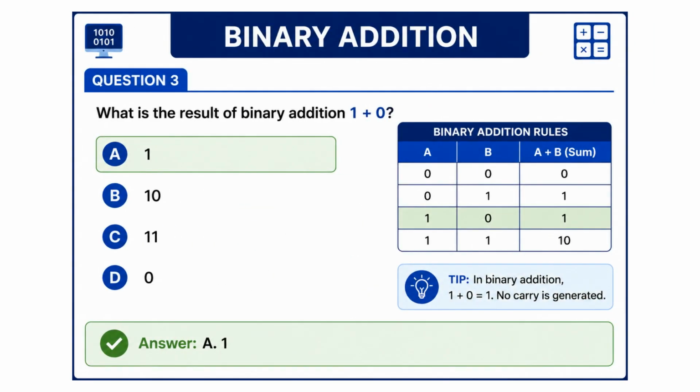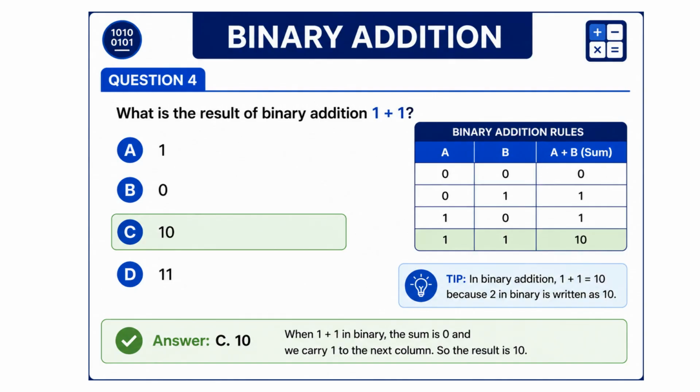Here's our next question. What is the result of binary addition? 1 plus 0. Adding 1 and 0 gives 1. Again, there is no carry, because the total is still less than 2. So, the correct answer is option A, 1.